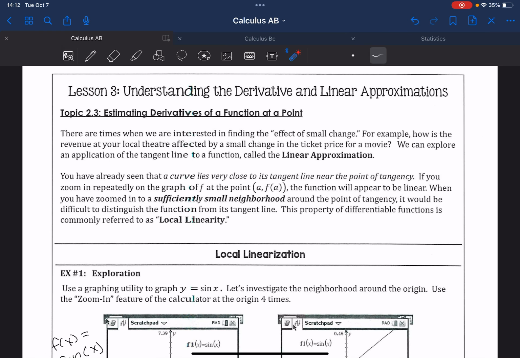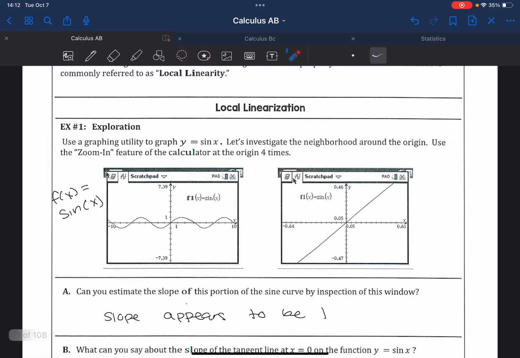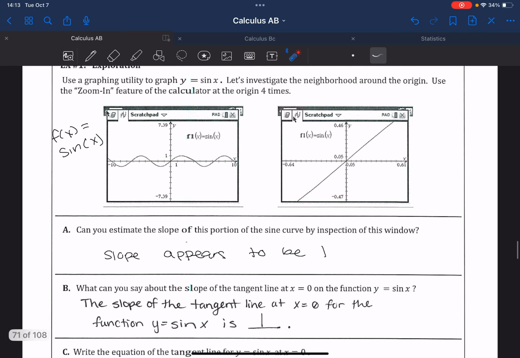Okay, notes 2.3, understanding the derivative in linear approximations. It says when we explore an application of the tangent line to a function, we call that a linear approximation. For the exploration part, we're looking at the function y equals sine x. If we were to zoom in far enough, and more specifically onto this part right here, we would notice that we would have a linear approximation to sine of x, where the slope appears to be 1.